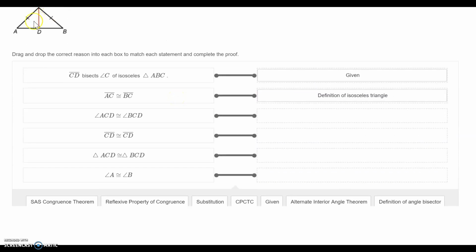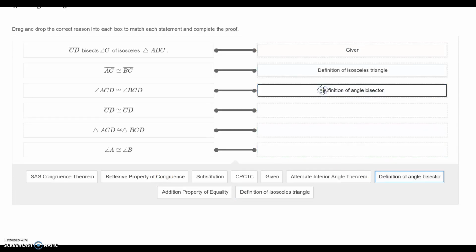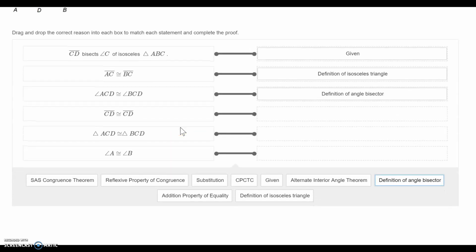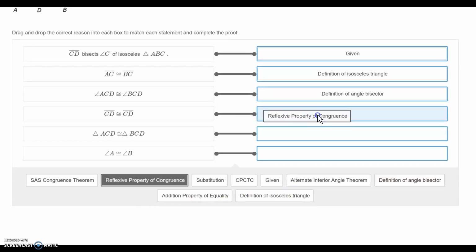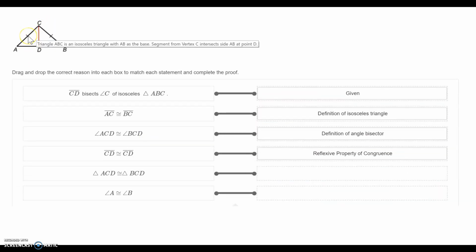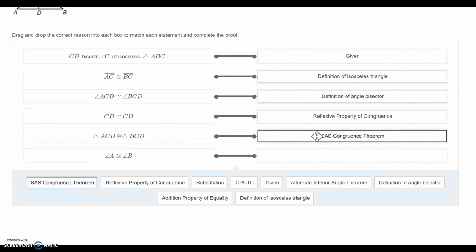Now, we know that these two angles, ACD and BCD, are congruent because that is the definition of an angle bisector. When you bisect an angle, you get two equal angles. And then line CD is congruent to line CD. Reflexive. Remember, when I see my reflection, it is equal to myself. A line segment is equal to itself. And so now we have side, angle, side. And those two triangles are congruent because of the side, angle, side congruence postulate.